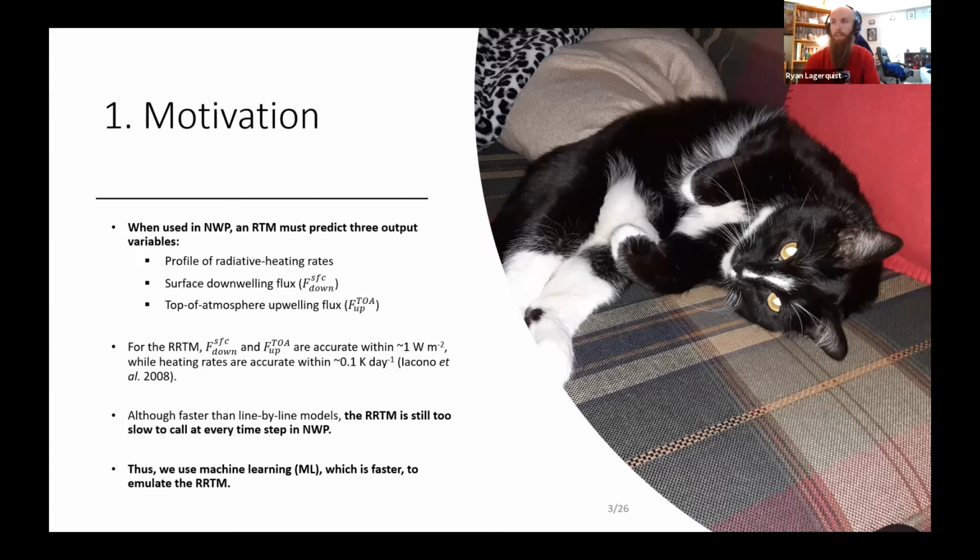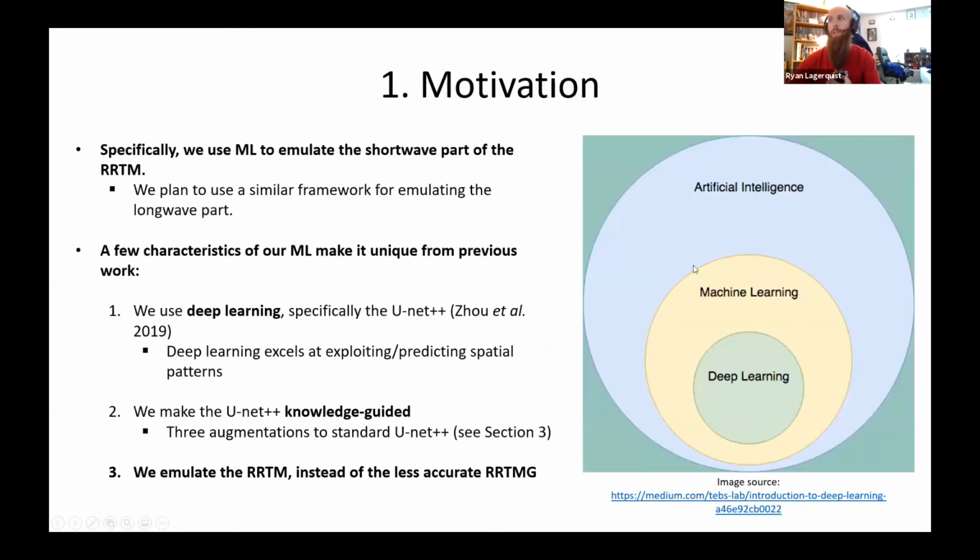So when using the RRTM to emulate the line-by-line models, although it's faster than line-by-line models, the RRTM is still too slow to call every time step in NWP. So although the purpose of the RRTM is to speed up radiative transfer modeling, it's still too slow to call it every single time step. So we use machine learning, which people have been doing for about the past 20 years, to emulate the RRTM. So we need to speed up radiative transfer modeling even more.